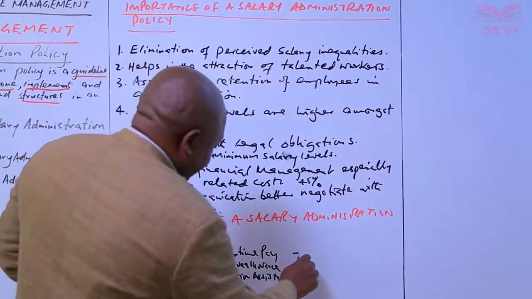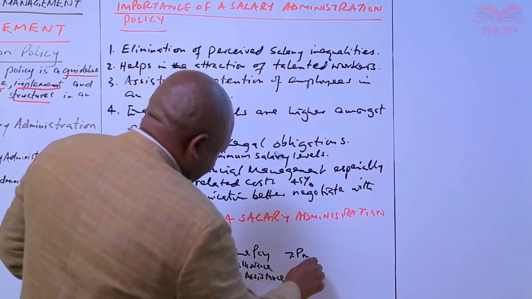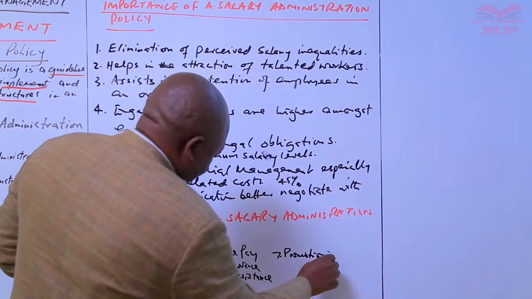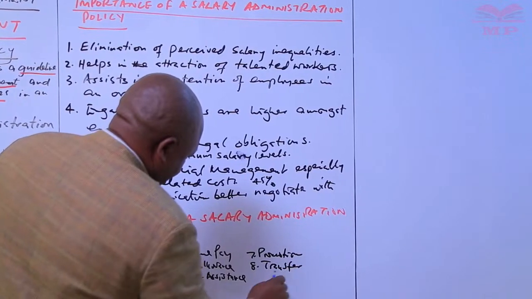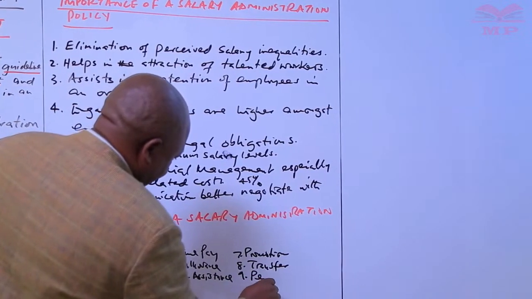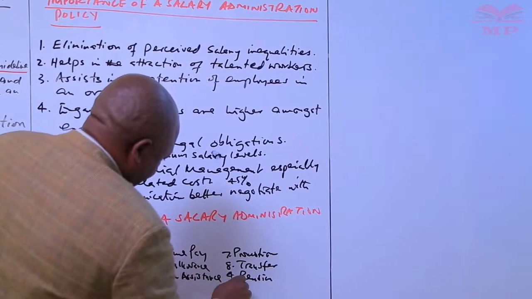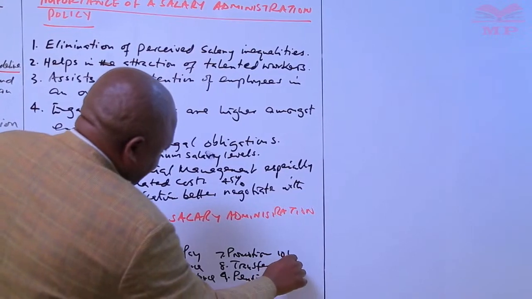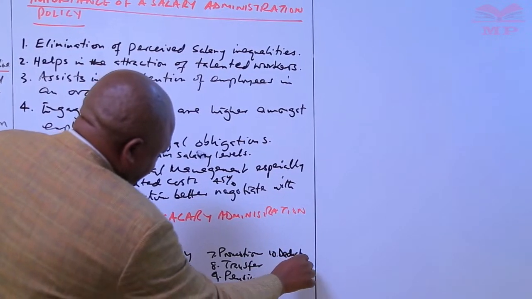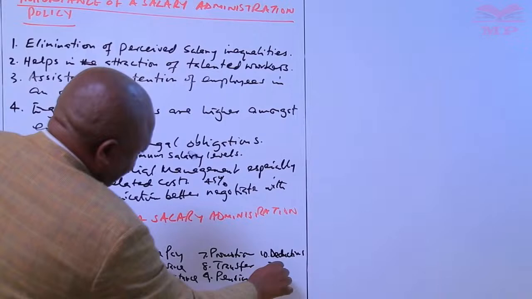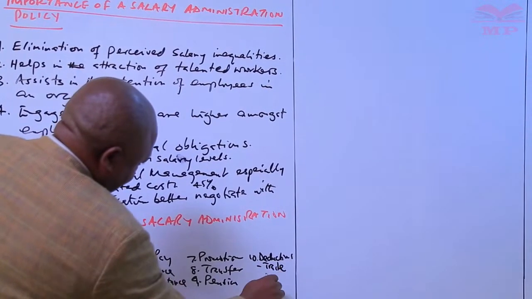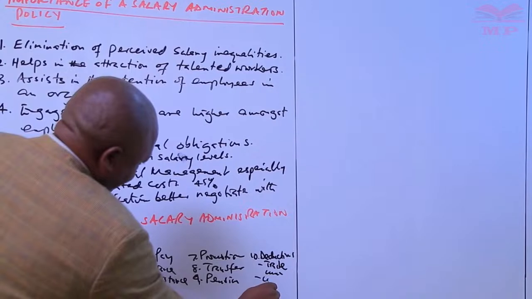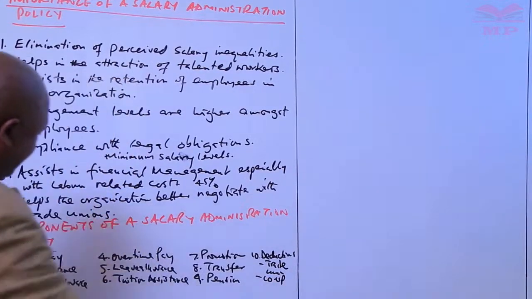Then you have 7, promotion. Then you have 8, transfer. Then you have 9, pension. Then you have 10, deductions. So these deductions could, for example, be for trade union or cooperative or other checkoffs and so on.